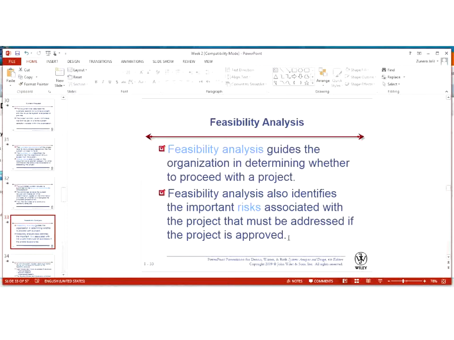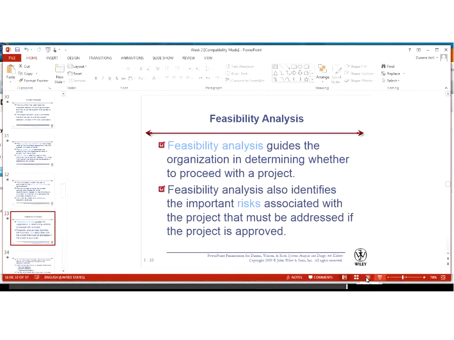The feasibility analysis also identifies the important risks associated with the project that must be addressed if the project is approved. So when you are going to start a project, you should accept that there are some positive risks and negative risks associated with this project. So you have to handle both types of risk. If you are going for a project, then you have to identify the most important risks and you have to address them properly.